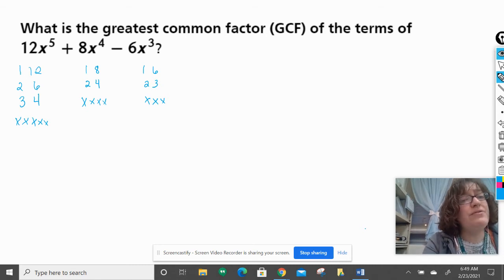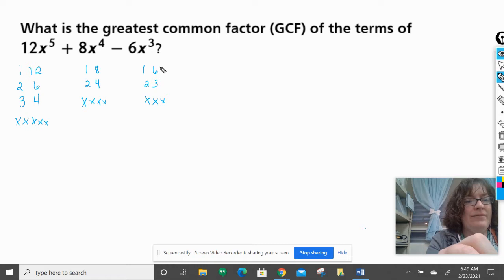All right, so looking for the greatest common factor. What I'm looking for is the biggest number that they all have in common. So I start at the biggest. They don't all have a 12. Then I go to 6. They don't all have a 6. I go to 4. They don't all have a 4. I try 3. Two of them have a 3, but not all 3. And so the biggest number that I see that is on all 3 of these lists is a 2. So that is going to be part of my GCF.